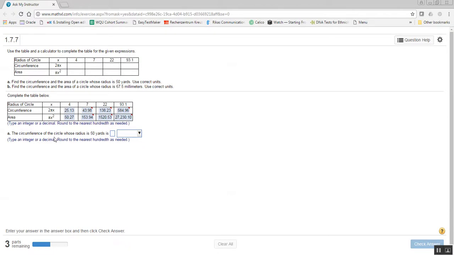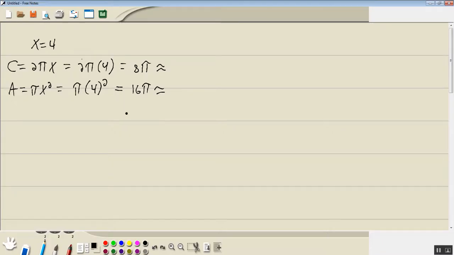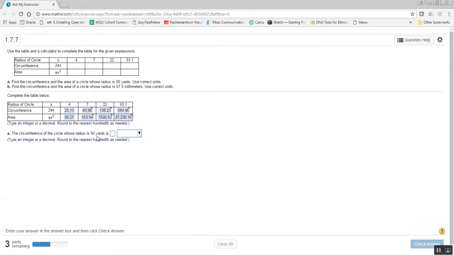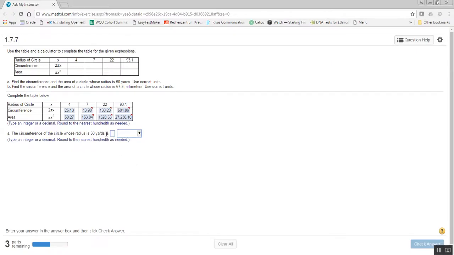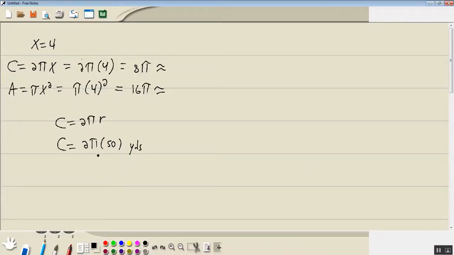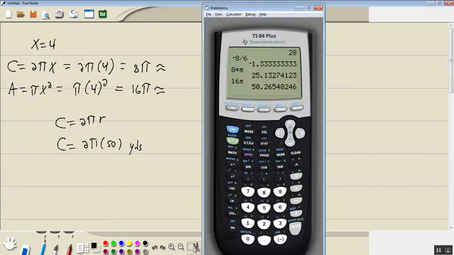Okay. Now A. The circumference of the circle, whose radius is 50 yards, is... so here, we're going to use the same formula. Circumference is equal to 2 pi x, which the x should be an r. I'm not sure why they chose to do that. So circumference is equal to 2 pi r. So here, they're going to tell us to plug in 50 for r. So we've got 2 pi times 50, and this is still in yards, because this is yards right here. Okay, so 2 times 50 is 100, so I got 100 pi.